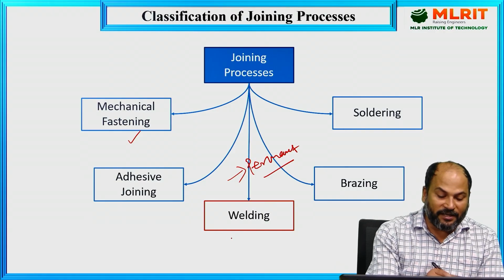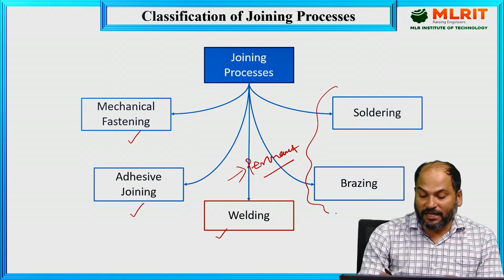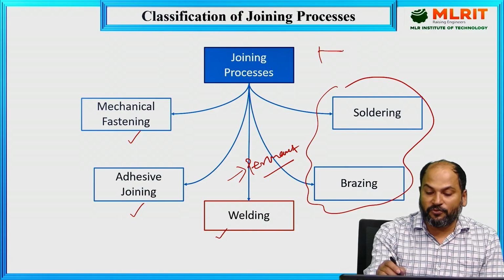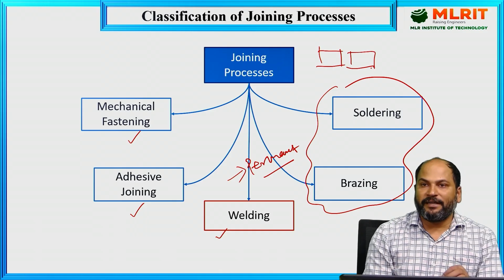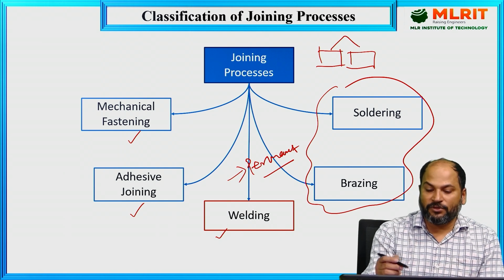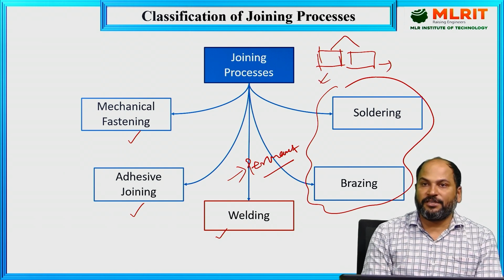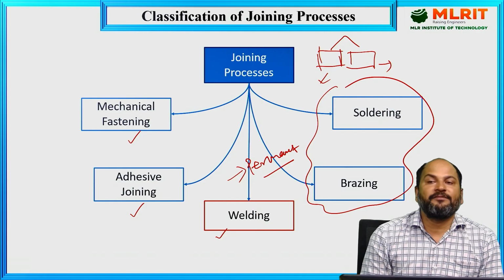So it is mechanical fastening, adhesive joining, and then welding. Now these two processes are special joining processes. If two materials are there, suppose this is one plate and this is another plate, and I have to join these two plates together, and both are different materials and are not soluble in each other, it is very difficult to weld.